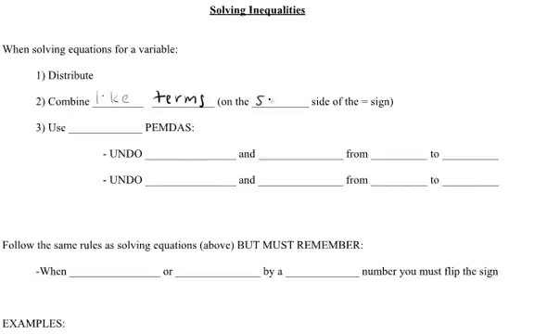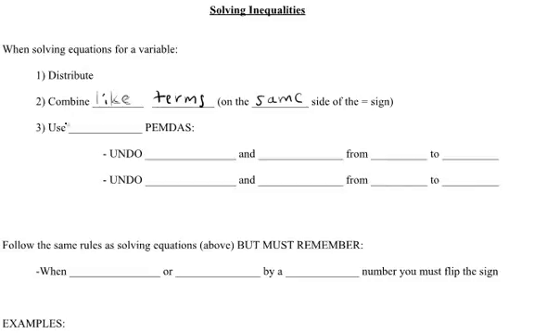on the same side of the equal sign. Okay, so if you had 3 and 5 on the same side of the equal sign, neither of them had a variable attached to them, they would be like terms. You would combine them. Okay?